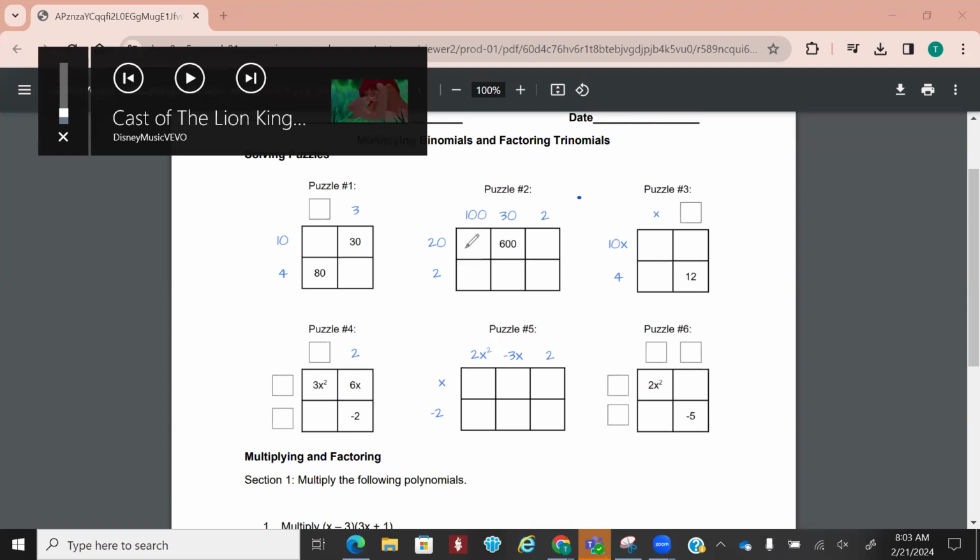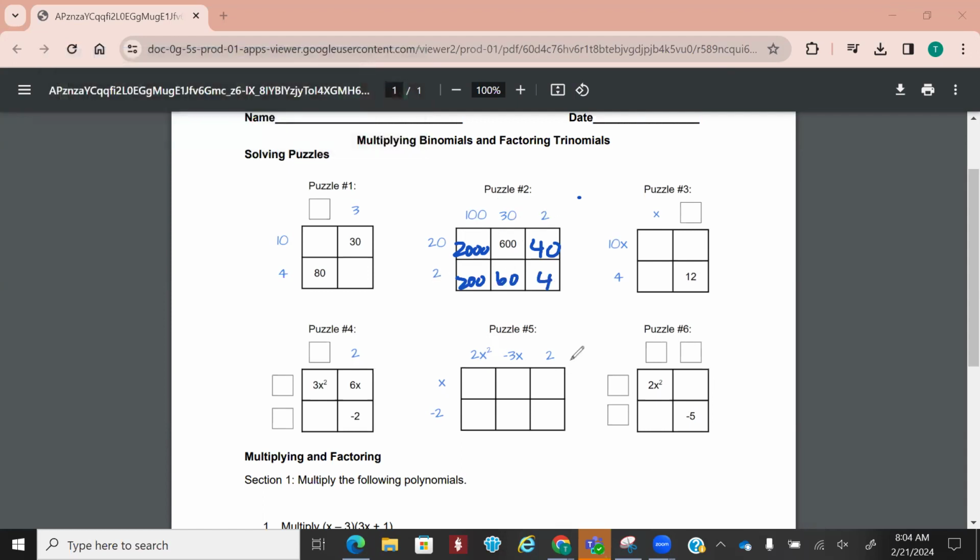Okay, 20 times 100 is 2,000. 2 times 20 is 40. 2 times 100 is 200. 30 times 2 is 60. 2 times 2 is 4. On the next one, 10x squared. 4 times x is 4x. And then 4 times 3 would give us 12. 3 times 10x is 30x.